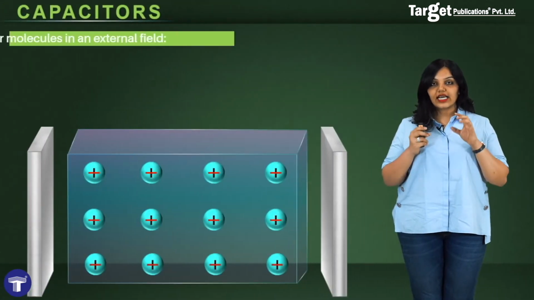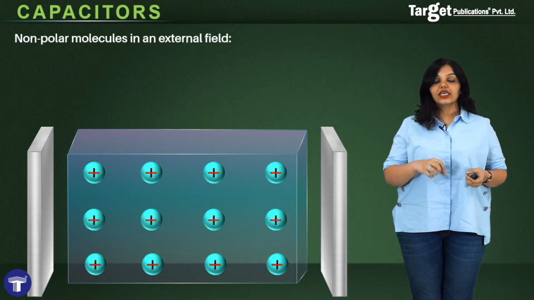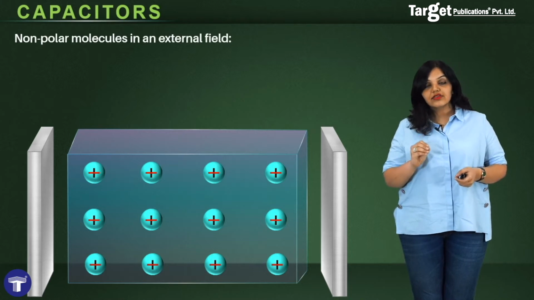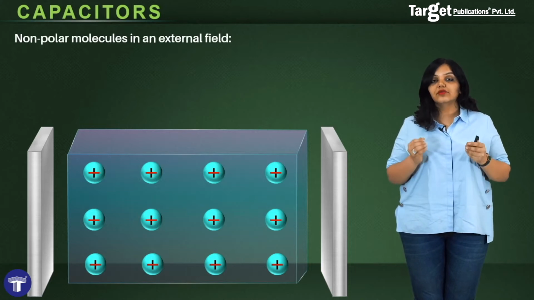So we saw that when dielectrics are placed in an external electric field, the electric field affects the dielectric, and there will be either something called stretching or there will be alignment. So now I want to see in which case there will be stretching and in which case there will be alignment, and what exactly do these mean.